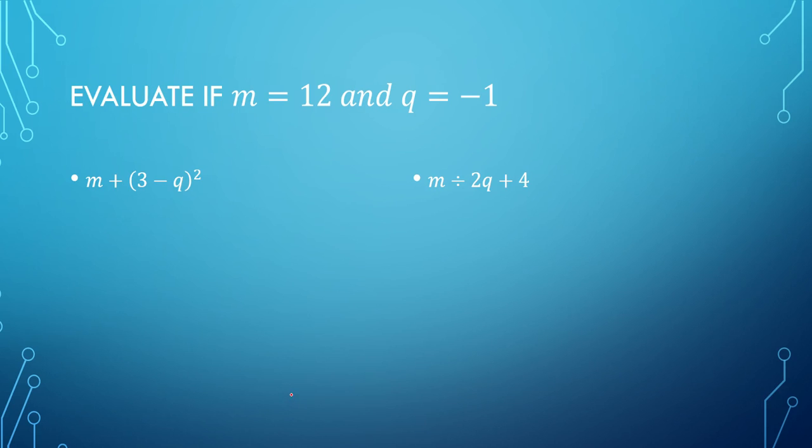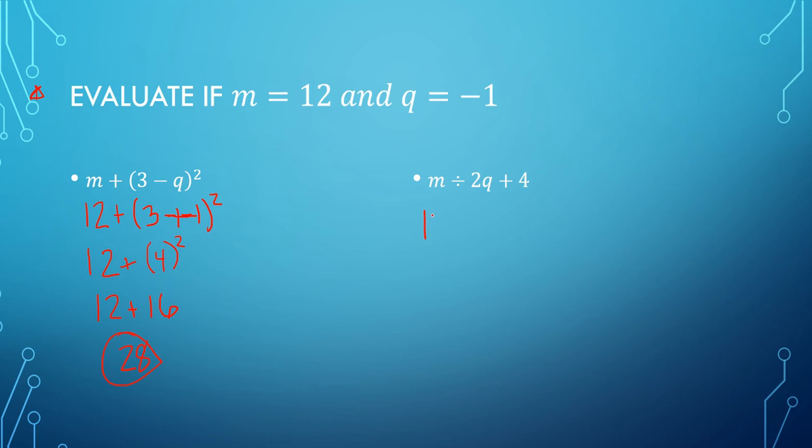I want you to try these 2 examples, so pause the video here. Alright, let's see how you did. Again, substitute in the numbers for the corresponding variables first. Okay, then grouping symbols, so parentheses. 3 minus a negative, remember that makes a plus, so 3 plus 1 is 4. Next comes exponents, so 4 squared is 16, and 16 plus 12 is 28.